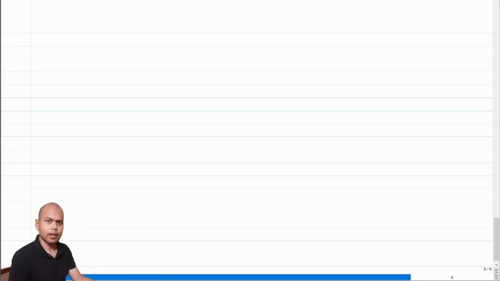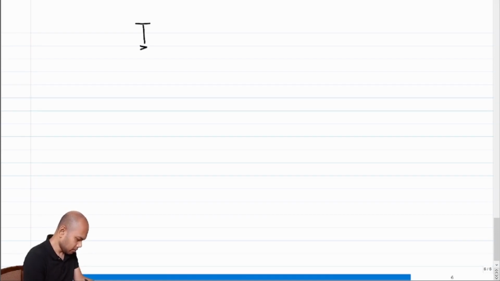So let's now take a look into the effect of this non-zero Y22, or the non-zero GDS. Let's take the example of our good old common source amplifier, right? So let's see what's going to happen. Let's say this is a common source amplifier, and let's assume that it has been biased properly and all, right?